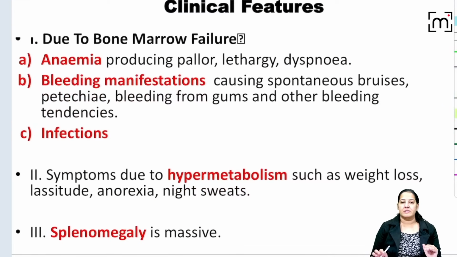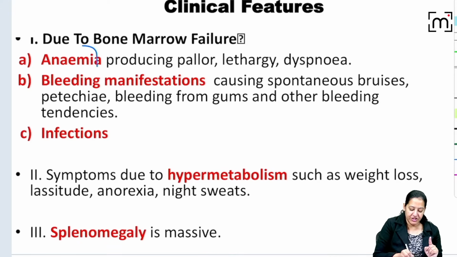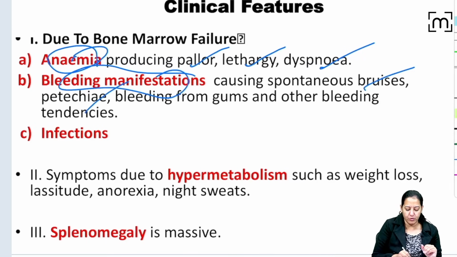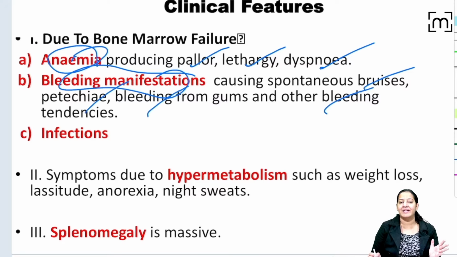Coming to the clinical features. Inside the bone marrow, RBCs, platelets and WBCs are all formed. But here the precursors of the WBC, that is the immature WBCs and the blasts, undergo uncontrolled mitosis. So they replace the RBC precursors and the platelet precursors also. So RBC is less formed and the patient has anemia, complaining of pallor, lethargy, dyspnea, right? In the same way, platelets are less formed. It results in bleeding disorders, thrombocytopenia. So spontaneous bruising, petechiae, bleeding from the gums and other sites will happen.